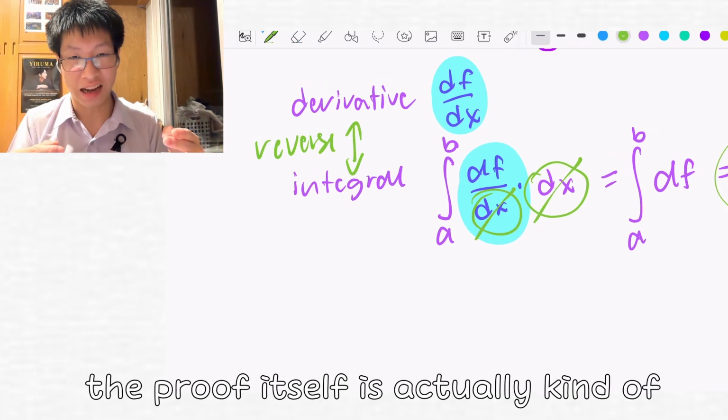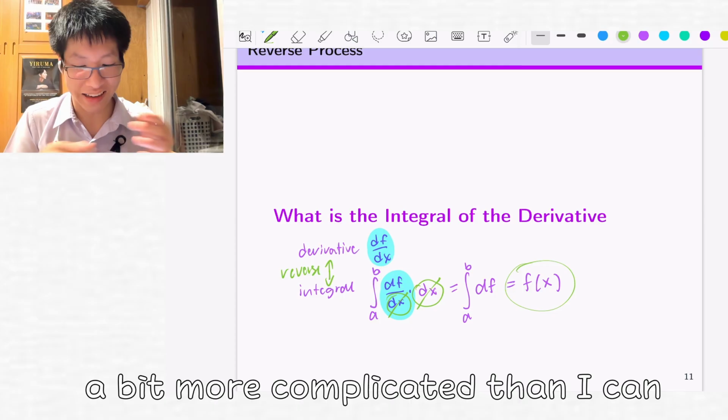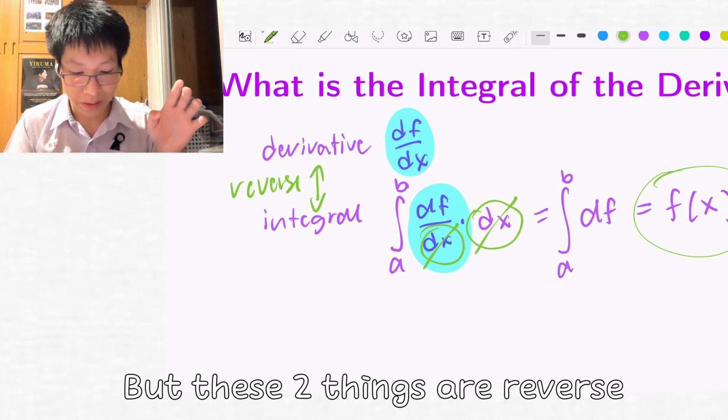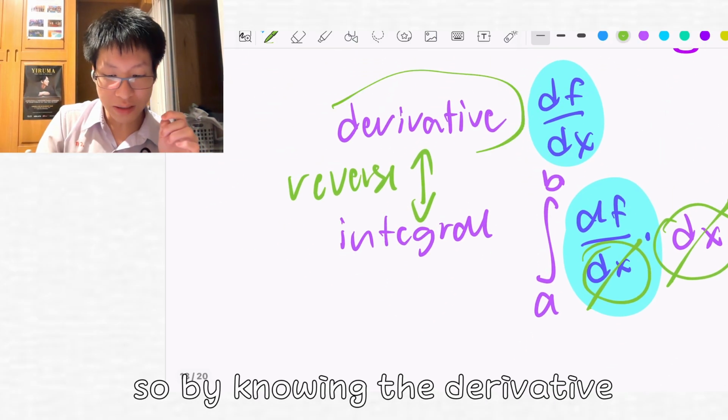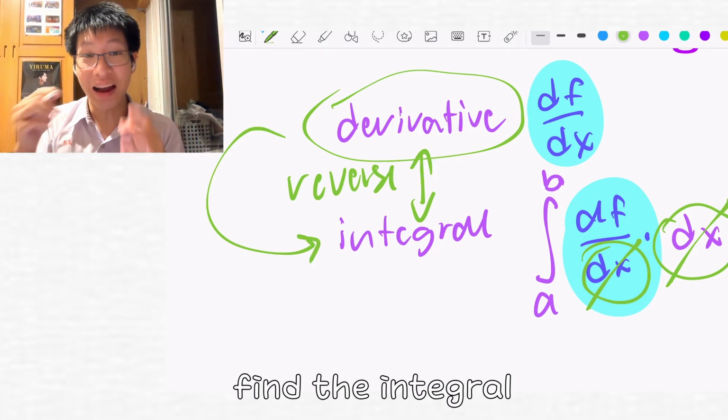The proof itself is a bit more complicated than I can write here in this context, but these two things are reverses. So by knowing the derivative, you can in a way find the integral.